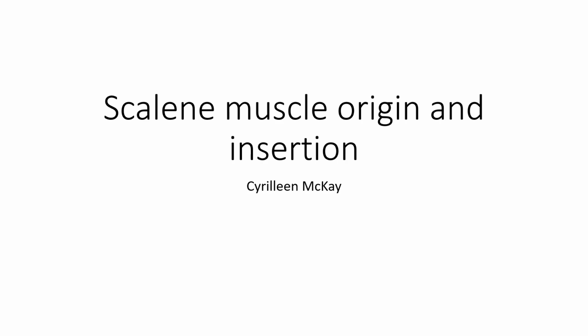Today we're going to be covering the scalene muscles, their origins, insertions, actions, as well as nerve supply. So the scalene muscles are three muscles found bilaterally within the posterior triangle of the neck. They attach to specific transverse processes of various cervical vertebrae, and then they also insert onto ribs 1 and 2.